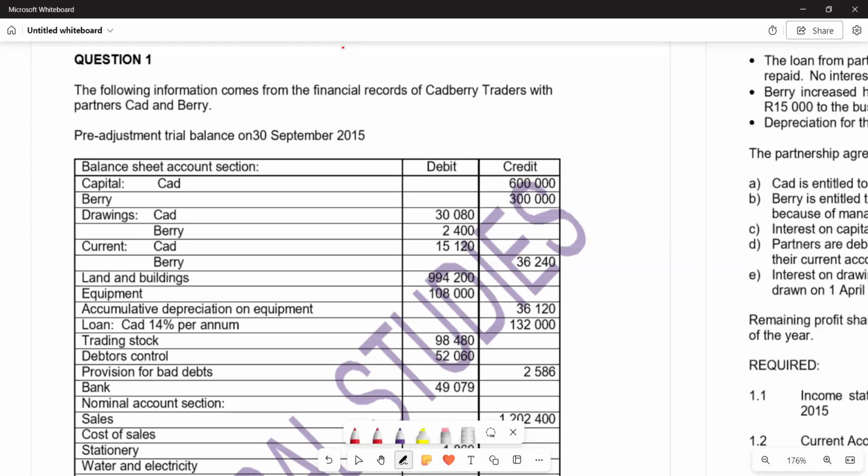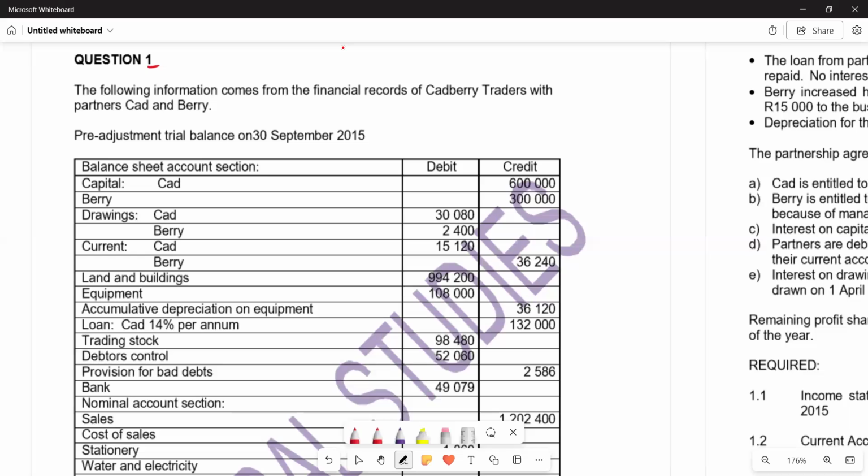In this video, we want to look at the preparation of the income statement of a partnership. So we're going to go through the question and then we answer the question on the preparation of the income statement. Our question is question one on that question paper, and it reads that the following information comes from the financial records of Card-Based Traders, with its pre-adjustment trial balance on 30 September 2015.